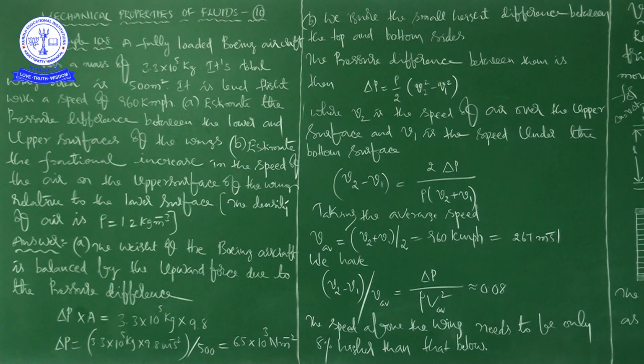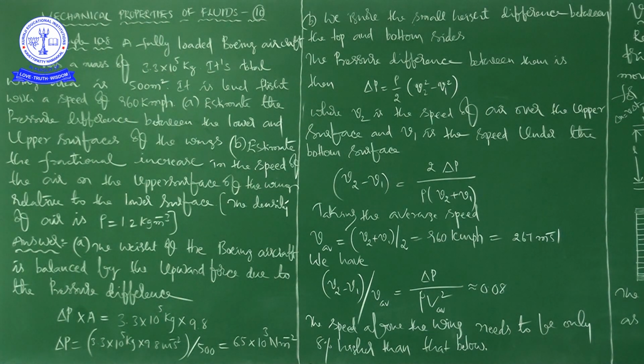But now we need to find delta P. The area of the wing is already given, 500 square meter, so it is already available in SI. So now delta P is equal to 3.3 into 10 to the power of 5 kg into 9.8 meter per second square divided by 500. If we complete this division by 500, it will give us 6.5 into 10 to the power of 3.